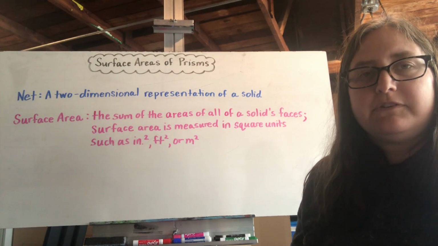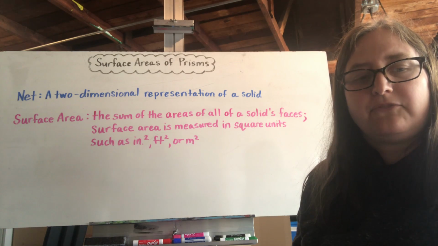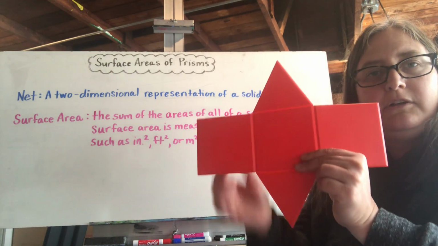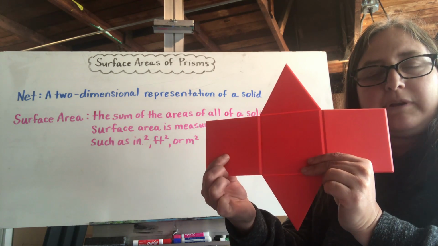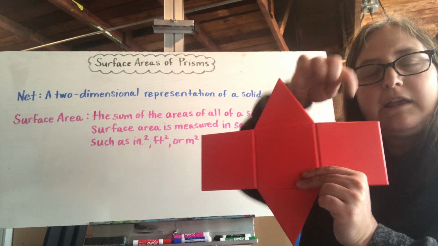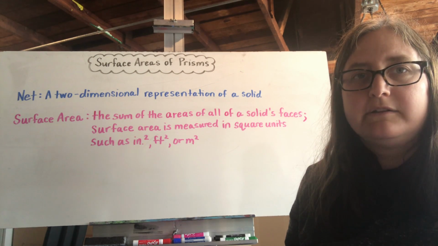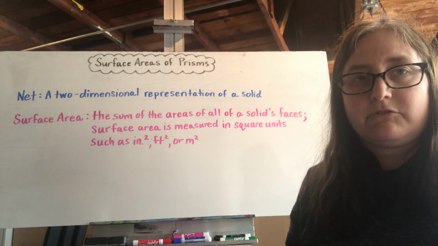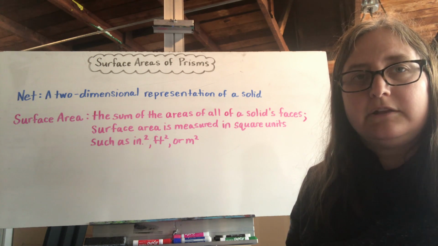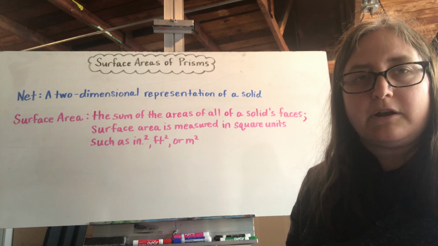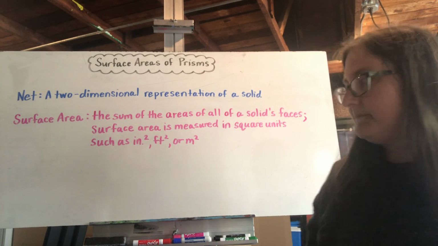To find the surface area, what we're going to do is find the area of each individual shape, like the area of this triangle, this rectangle, this rectangle, and this rectangle, and we're going to add them all up. It's the sum of the areas of the solid's faces. And surface area is measured in square units, so things like inches squared, centimeters squared, feet squared, meters squared, just a few examples.